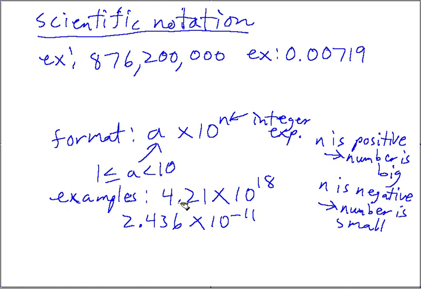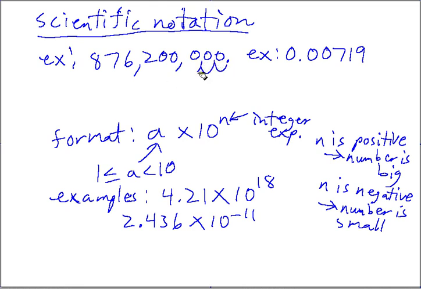The key is to get the first number to be between what? 1 and 10, right? These two numbers are between 1 and 10. So we start moving the decimal point until we get a number between 1 and 10. For example, here is my decimal right here, since this is the whole number, right? Let's move it to the what? To the left, so I get a number between 1 and 10.